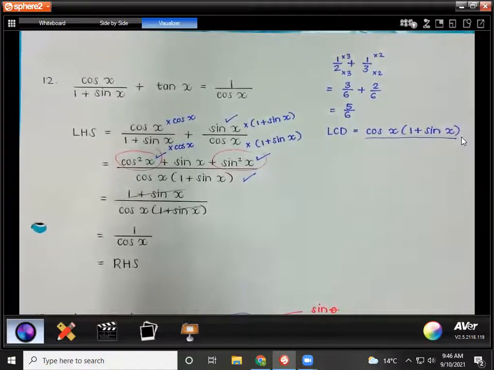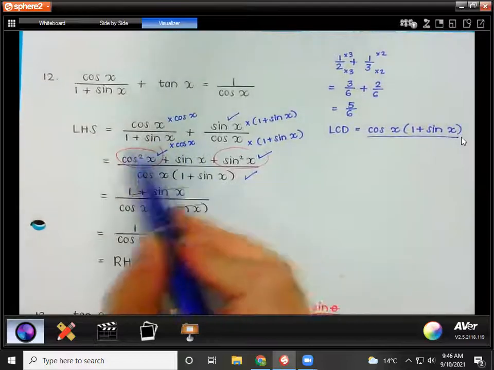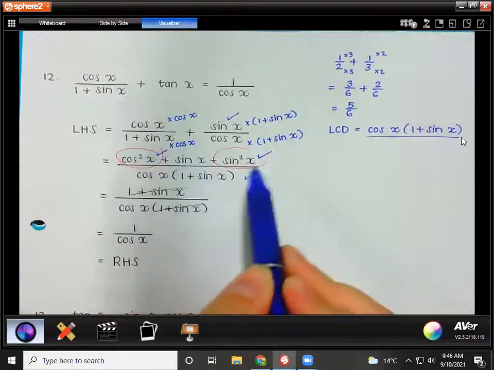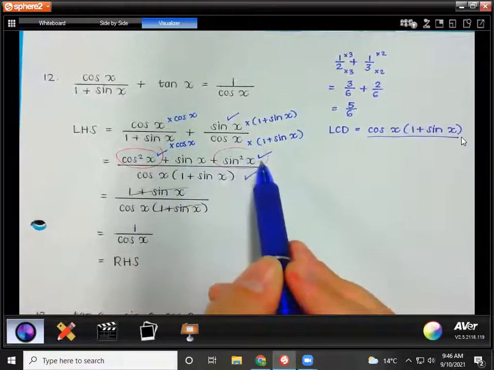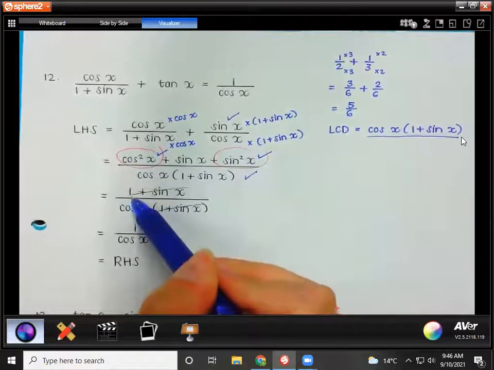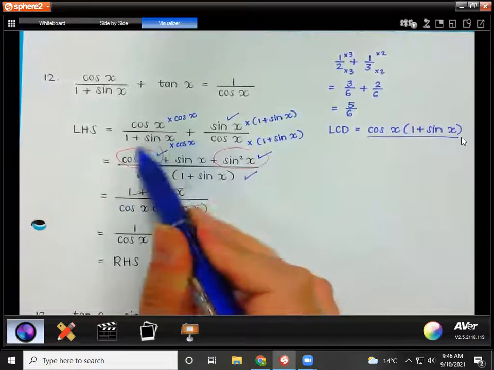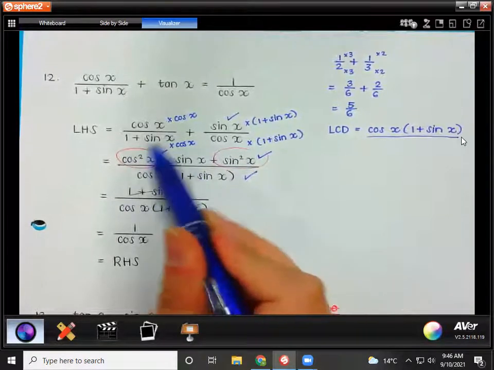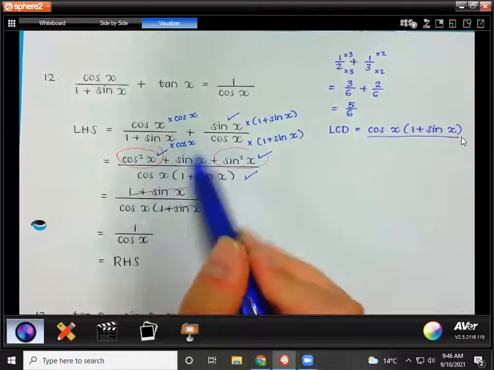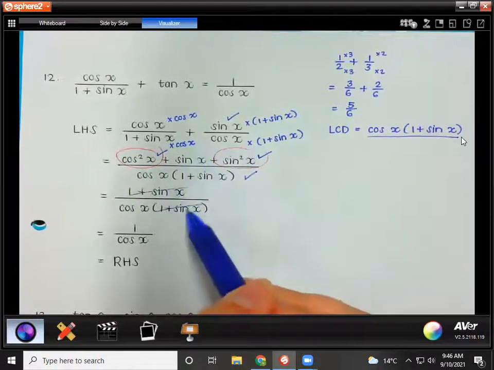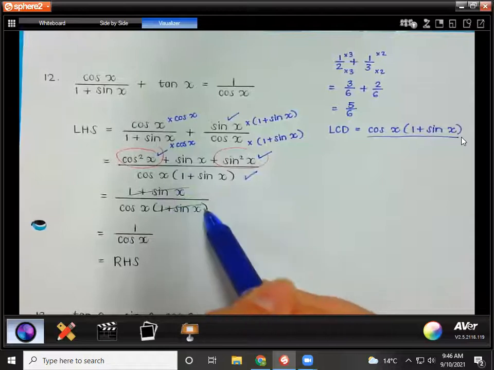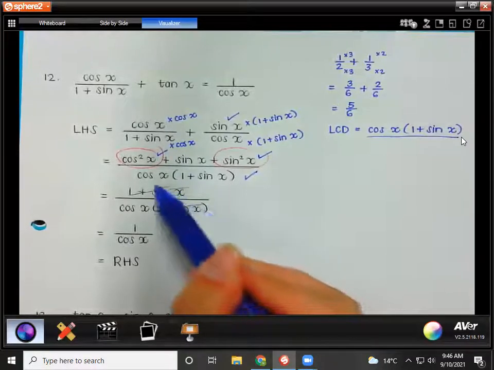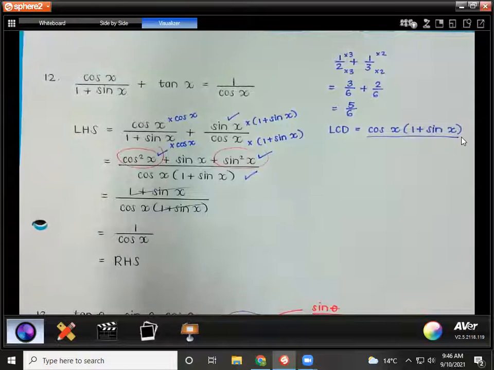Now, something that is difficult to see because they're not together, but do we notice what I've circled here? Cos squared x and plus sine squared x. What's that? 1. So do you see how I went from this numerator to the next step? Cos squared x plus sine squared x is 1, and we have a plus sine x. And now that's quite convenient because we have a 1 plus sine x in our denominator, in brackets.